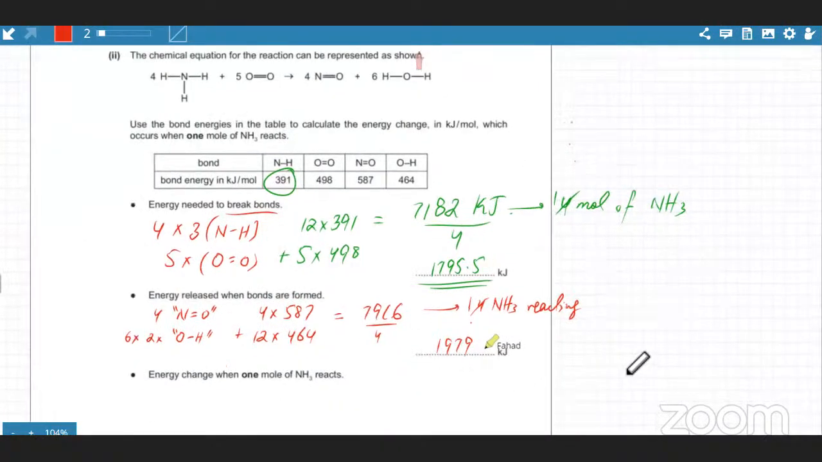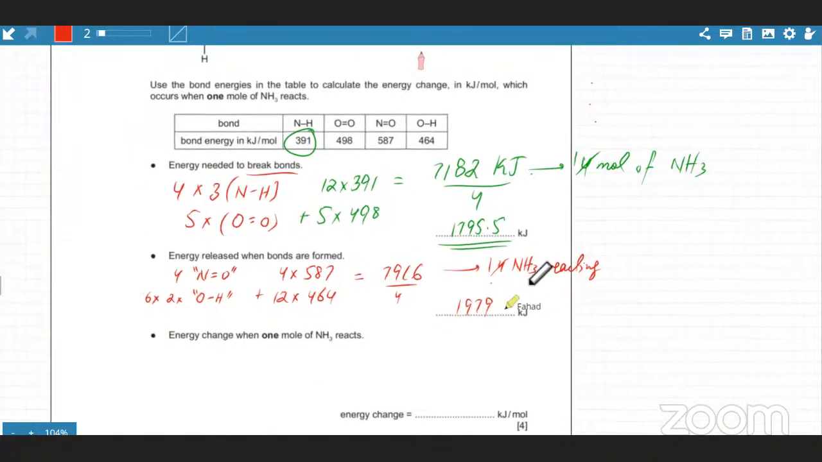Both of our answers are correct, except they never actually said that energy needed to break bonds. I mean, this part they're saying 1 mole of NH3, and over here they're also saying 1 mole of NH3. Which is why I started off calculating with 1 mole of NH3. So I did the division first, and I'm not going to do the division over here.